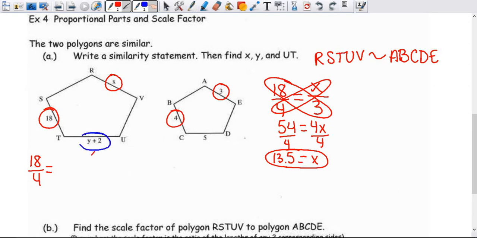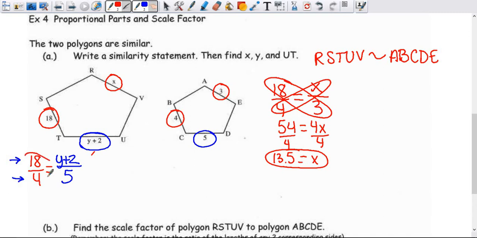So I'm going to use Y plus 2, and on the other figure, it corresponds with 5. So those would be the similar sides: Y plus 2 on top and 5 on bottom. It matters that all along the top is coming from one figure, and all along the bottom is coming from another figure. If you mix and match, it won't be accurate.